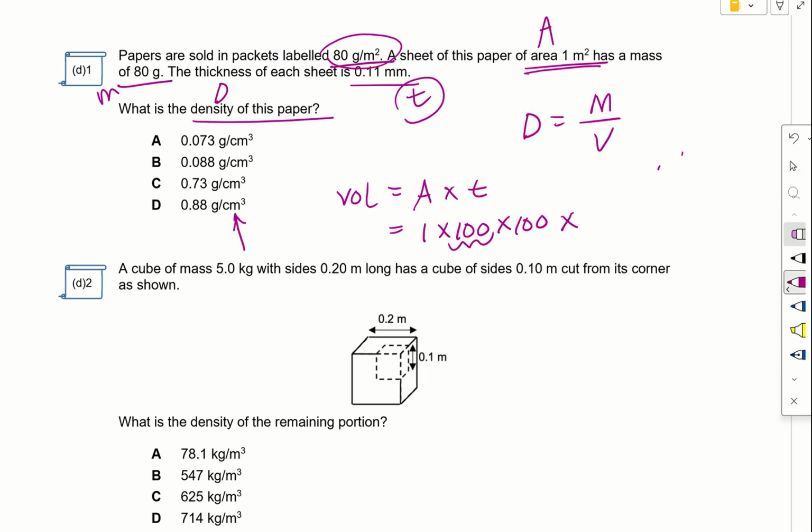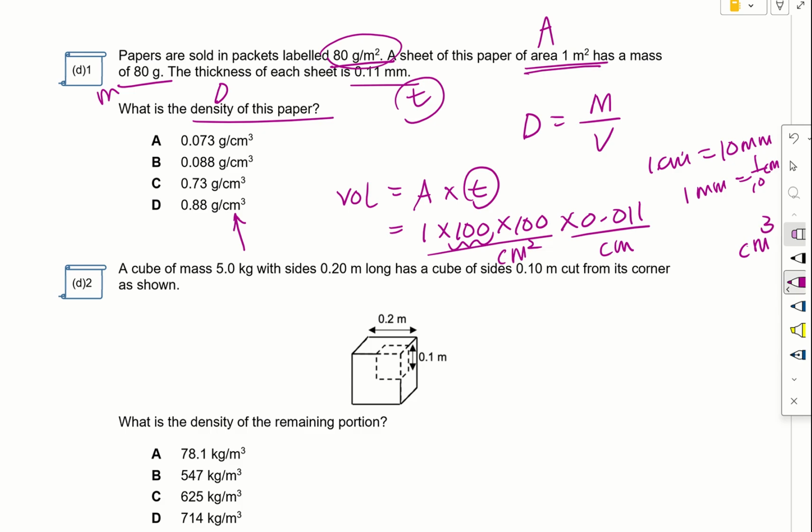Now I need to convert the thickness into cm. Okay, 1 cm equals 10 mm. Therefore 1 mm is 1 over 10 cm. So in order to convert mm to cm, I need to divide by 10. So it will be 0.011. So this will give me the unit of cm square. This will give me the unit of cm. So in the end, I will have the unit of cm cube.